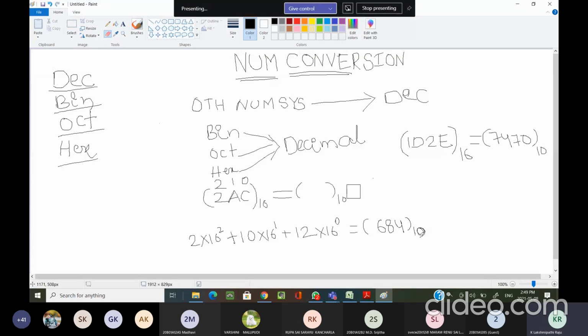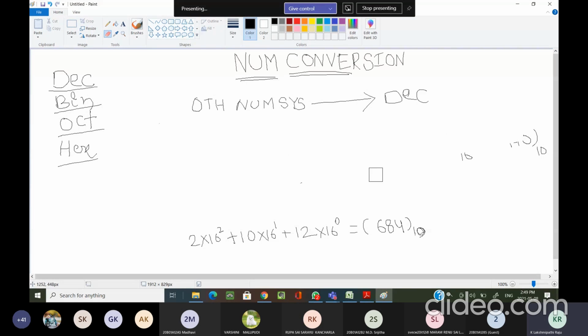I hope now you understood how to convert a decimal number into other number systems as well as other number systems into the decimal number system. Am I clear to everyone? Yes, sir. Okay, now we have taken the basic number systems like binary, octal, hexadecimal. Now you have to do these problems.